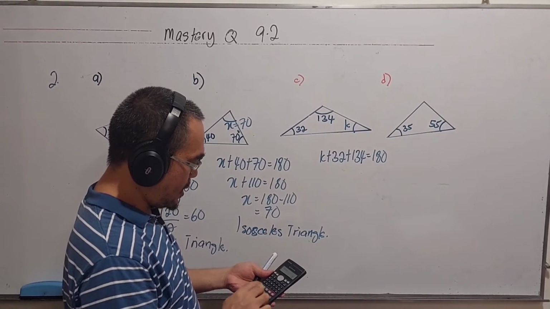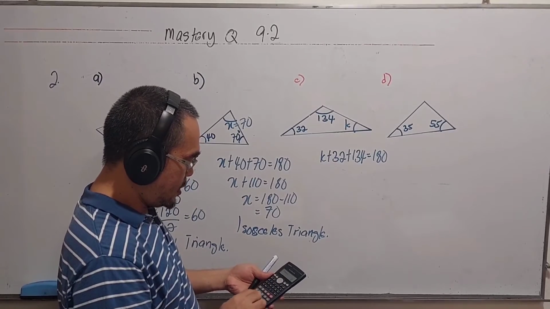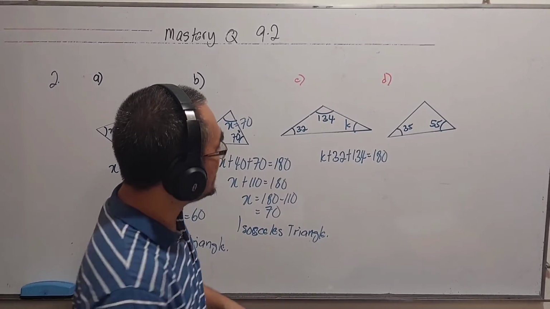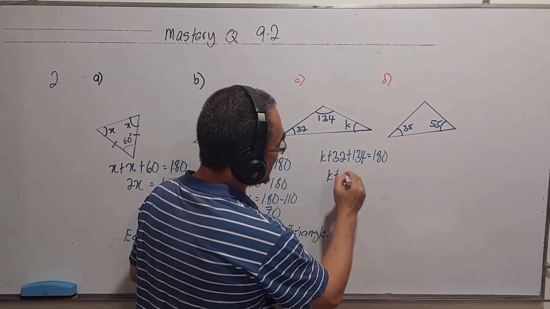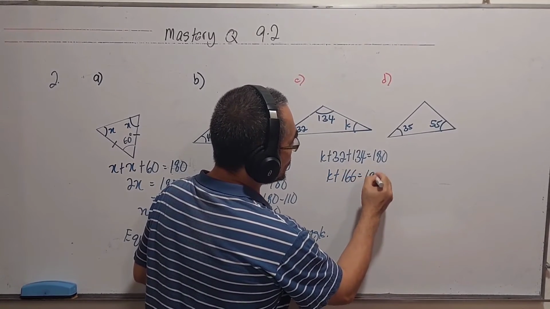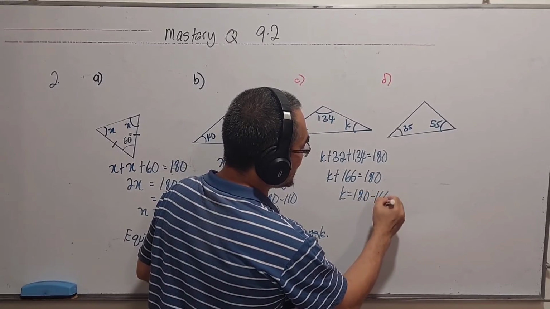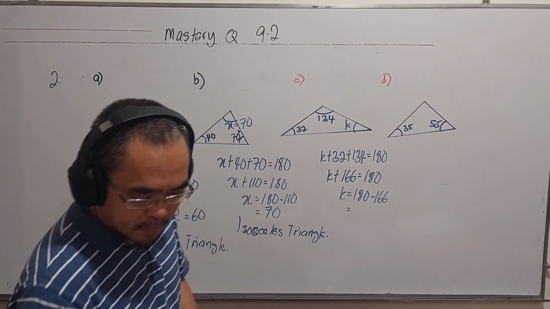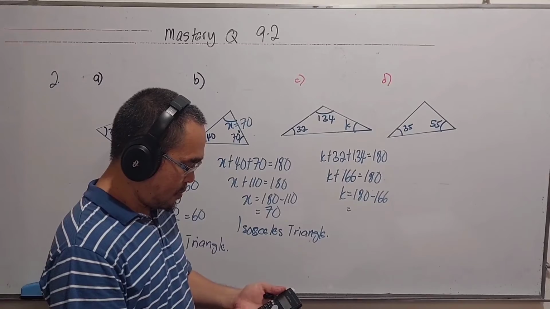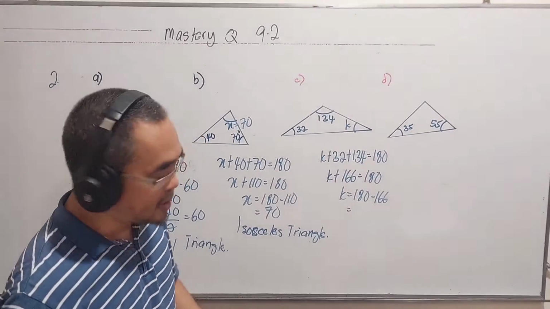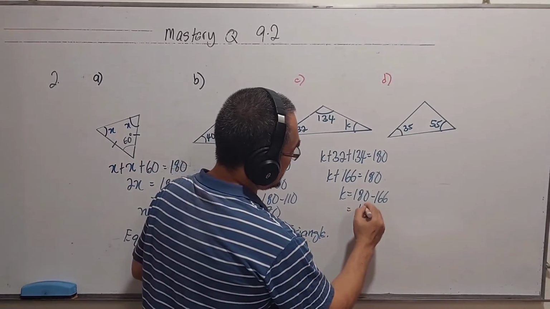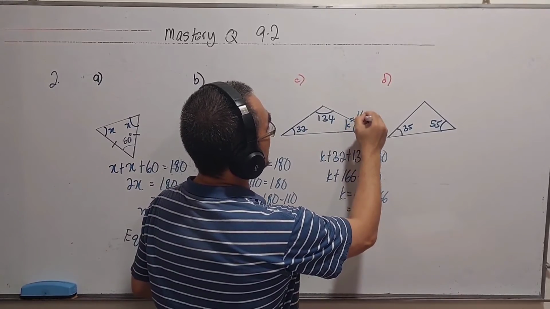32 plus 134 will be 166. So K plus 166 equals to 180. K equals to 180 minus 166, which is 14 degrees. Okay, K is 14.